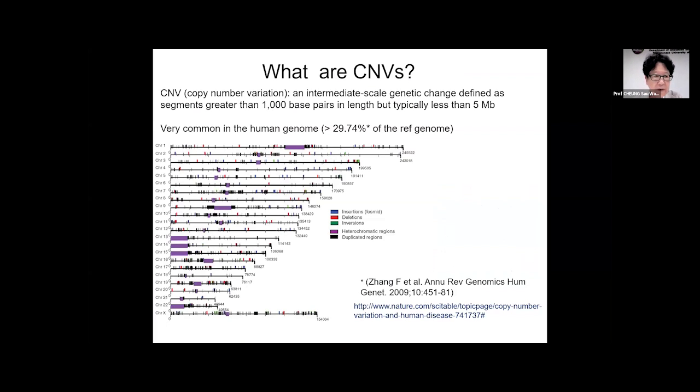So what is CNV? CNV is copy number variation, an intermediate scale genetic change defined as segments greater than 1 kb, or 1,000 base pairs, in length, but typically less than 5 megabase. Because at 5 megabase or more, and if 10 megabase, you should be able to see it in the chromosome. So CNVs are very common in the human genome.